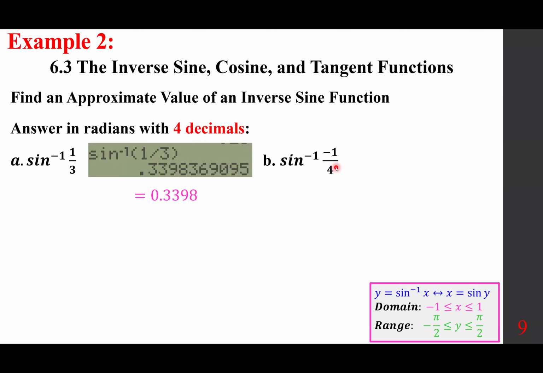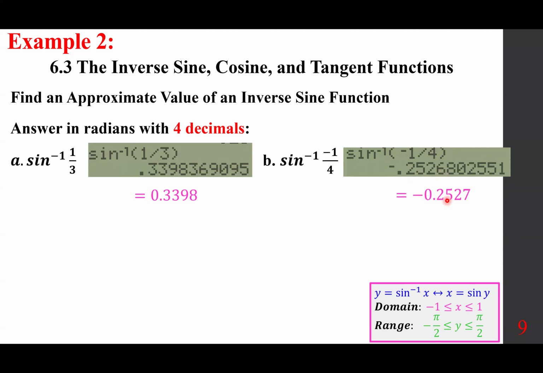What about this one? The same thing. You can say that, let's say y equals x, means sine x equals negative 1/4, not a common arc. So you just put it in the calculator, sine inverse of whatever this number is, and it gives you negative 0.25268 and so forth. And we want 4 decimals. So 1, 2, 3, 4. Number 6, next to it is 8, goes up to 7.